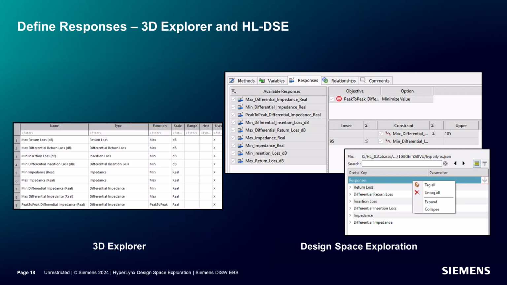Note that they are the same as the constraints that we would have set up in 3D Explorer earlier. Once the responses are set, you can set the optimization goal and any constraints. For this example, we decided to minimize the peak-to-peak impedance, aiming to constrain impedance values. This was also the case when we set up in 3D Explorer.